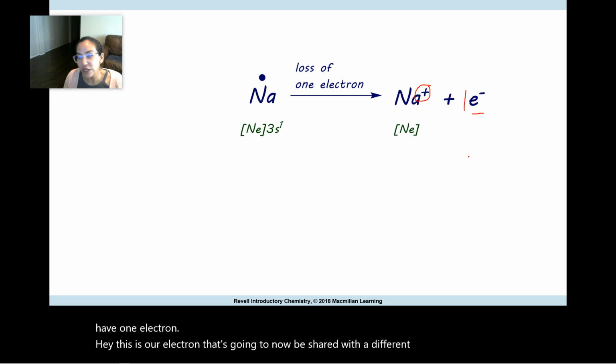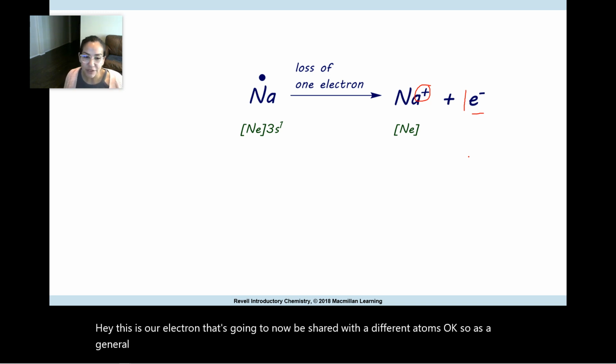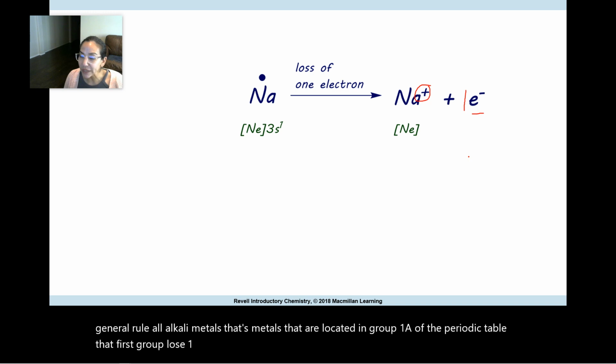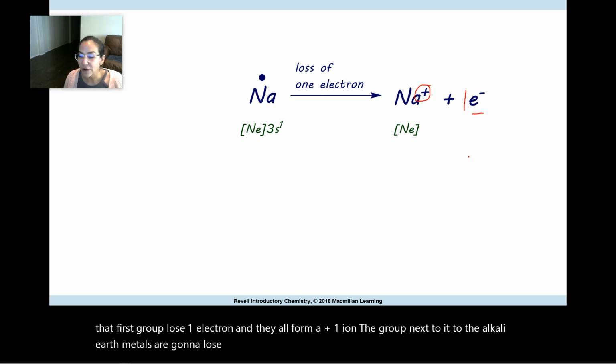As a general rule, all alkali metals, that's metals located in group 1A of the periodic table, that first group, lose one electron and they all form a +1 ion. The group next to it, 2A, the alkaline earth metals, are going to lose 2 electrons and they're going to form a +2 ion.